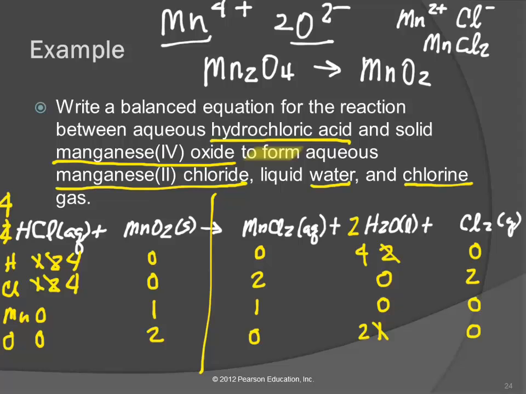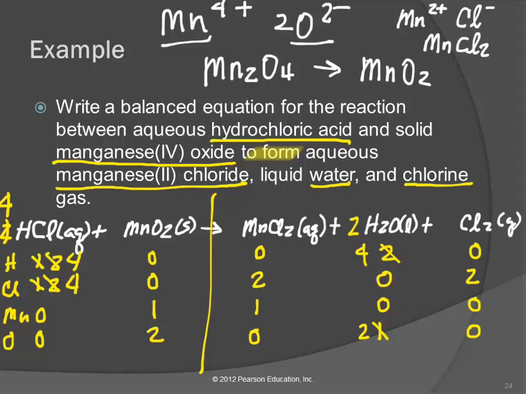So now we look at this. We've got 4 hydrogens on the left, 4 on the right. The chlorines, well, let's see what they're up to. 4 chlorines on the left. How many on the right? 4. Oh, nice. And manganese, 1 and 1. And oxygen, 2 and 2. So we're done. That's balanced.